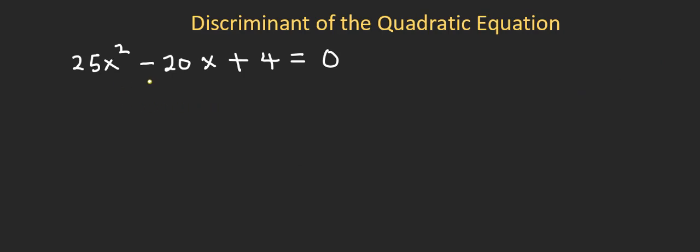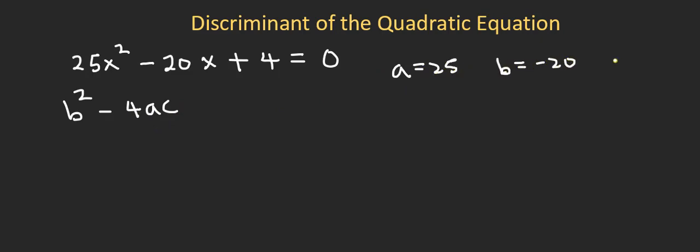So we have 25x squared minus 20x plus 4 equals 0. Let's try to find the discriminant. In order to do so, we need to use b squared minus 4ac, that's the discriminant. And what is a over here? a is 25, b is negative 20, and c is 4. So let's plug that in.